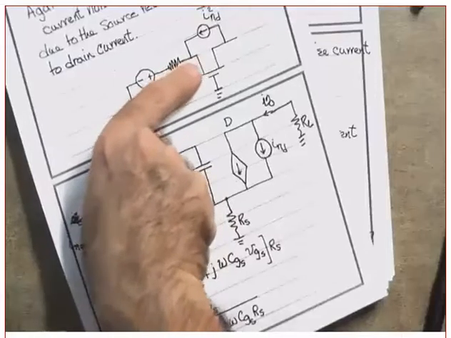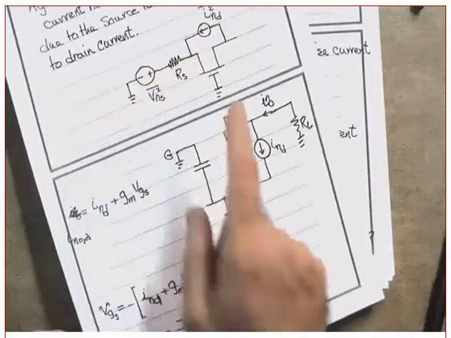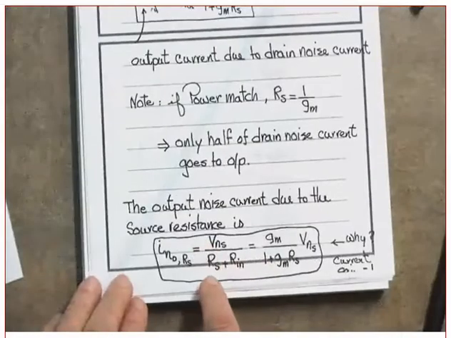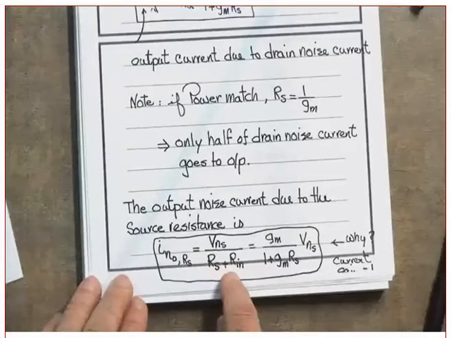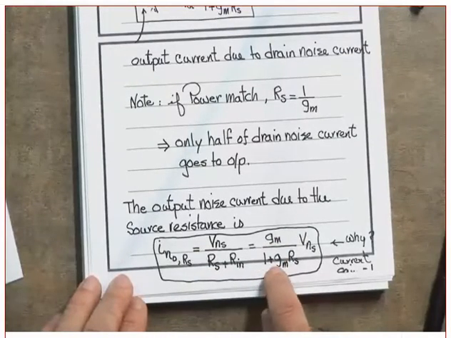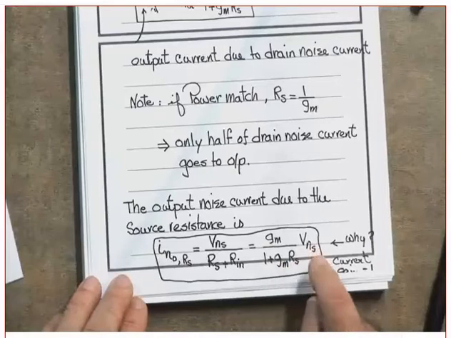RN is what? Is the resistance looking at it this way? Are you following me or not? Okay. This is a current: VNS divided by what? RS plus RN. But this is also equal to what? GM divided by what? 1 plus GM RS times what?